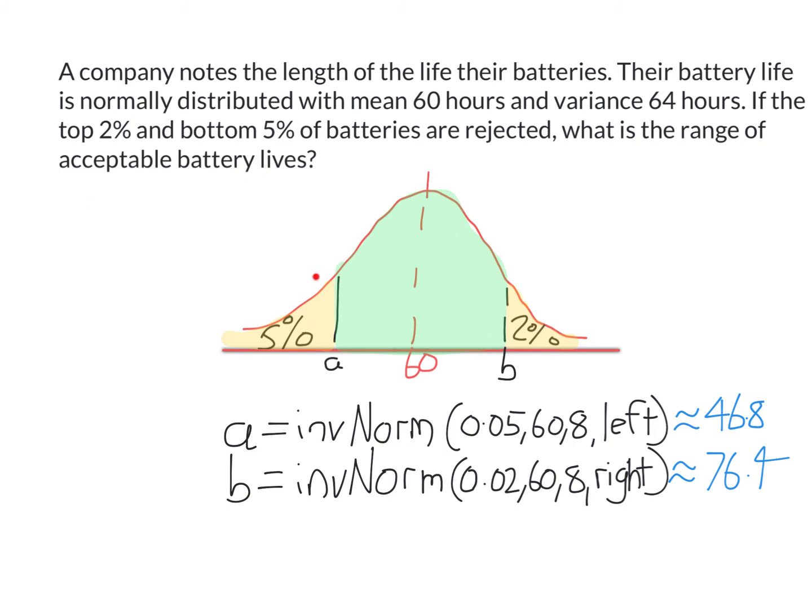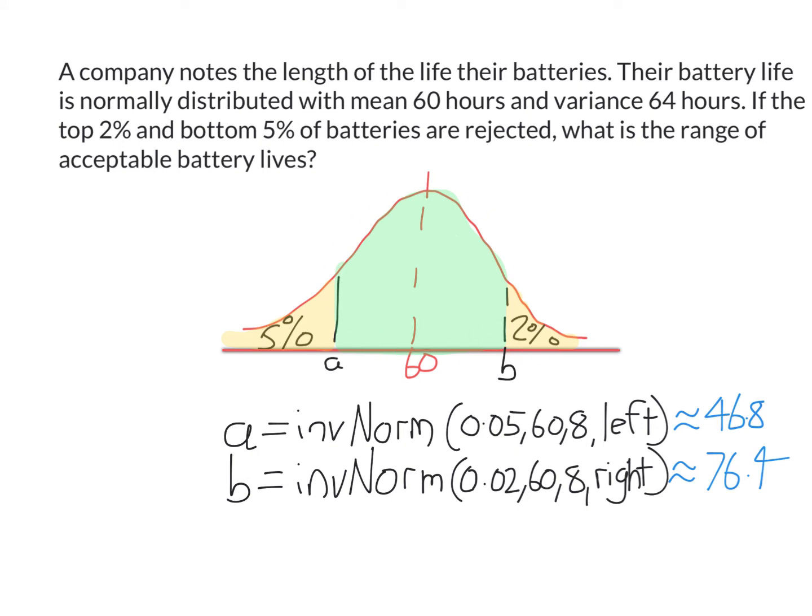So a company might reject the bottom 5% because they don't last long enough and customers will complain. Maybe they'll reject the top 2% because if the batteries last too long, then the customers might expect that the next time they purchase. So what we're really told here is we have a normal distribution, mean 60. We want to find the value A so that there are 5% of scores below it, and the value B so there are 2% of scores above it. And this green area is the acceptable range.